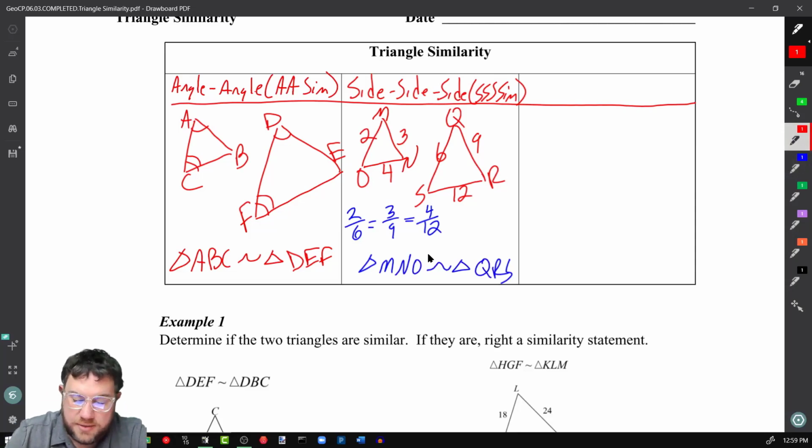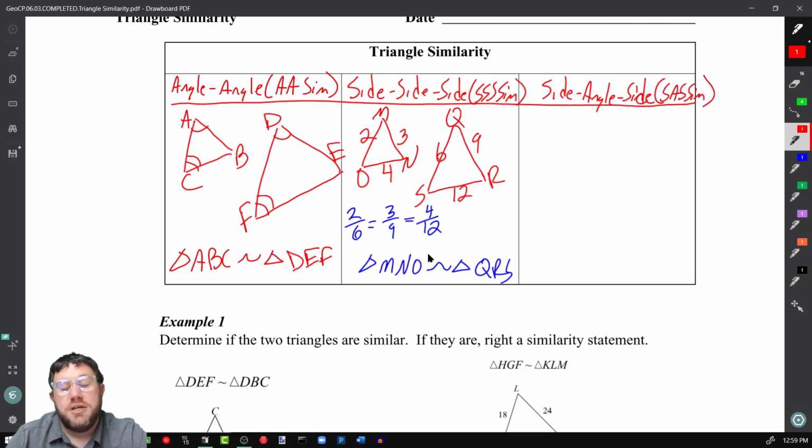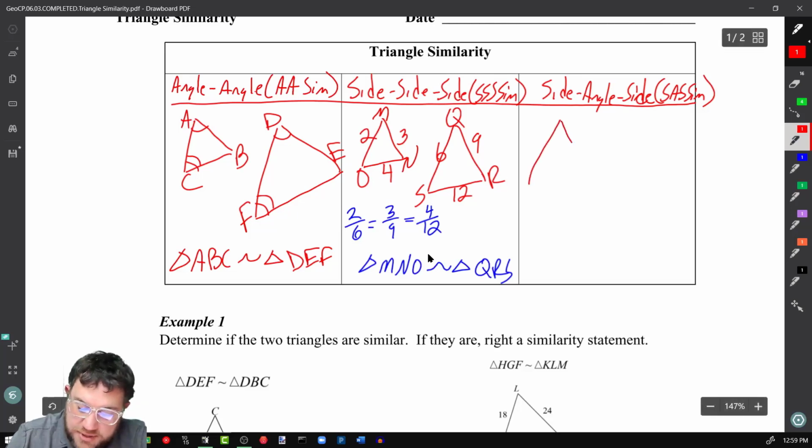And then our last one is side, angle, side, and we call this SAS similarity. And it says if we've got 2 sides of one triangle that are proportional to 2 sides of another, and the included angles are congruent. So this one's a little trickier.